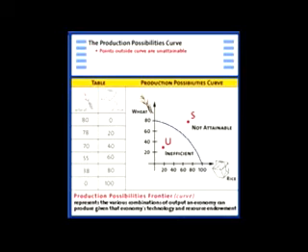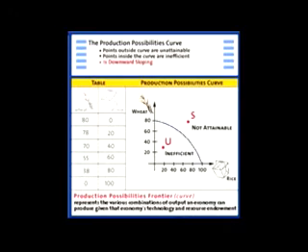Here's another thing to notice. The production possibilities curve is downward sloping. That means that as we increase production of rice, we are necessarily reducing the production of wheat. In order to produce additional bushels of rice, you have to give up wheat that you might otherwise have produced. That is, wheat is the opportunity cost of rice.